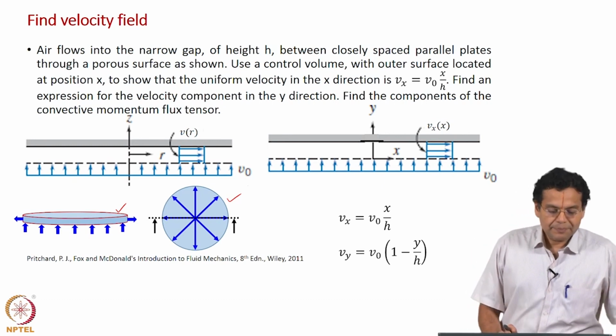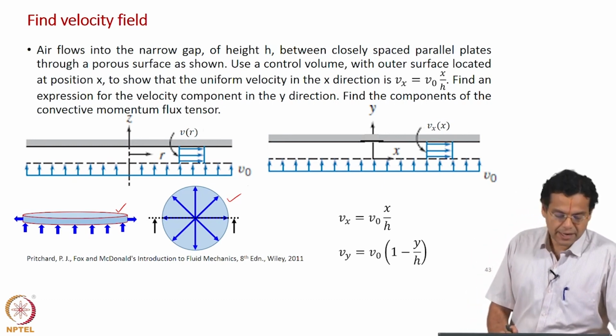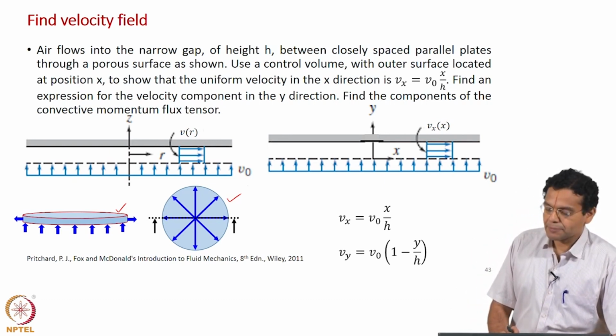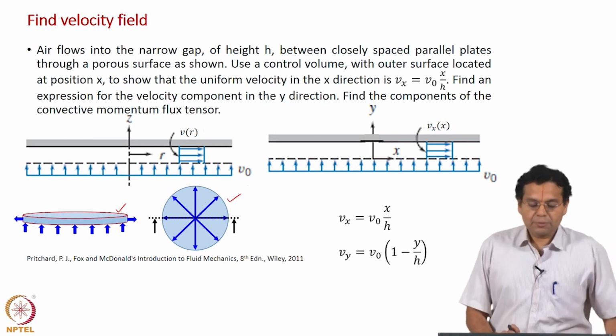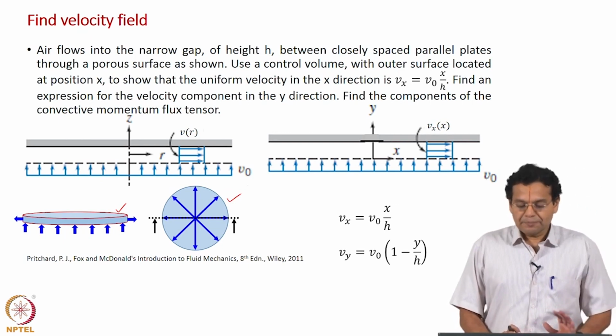Quickly let us read. Air flows into the narrow gap of height h between closely spaced parallel plates through a porous surface as shown.